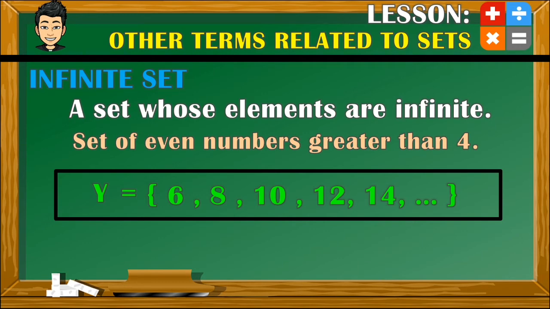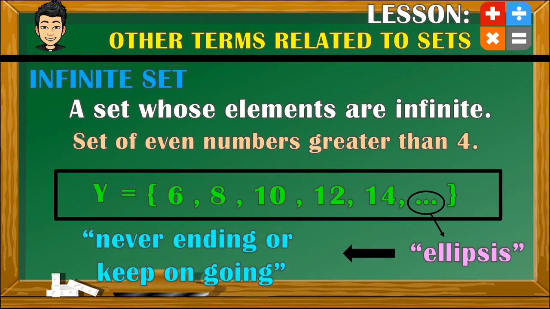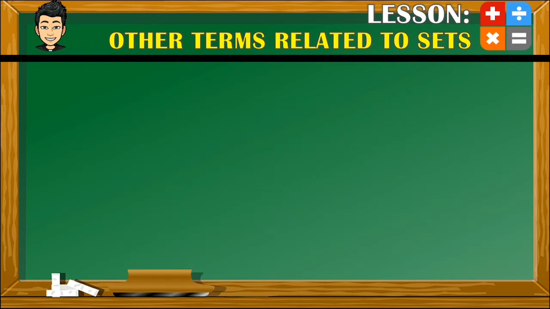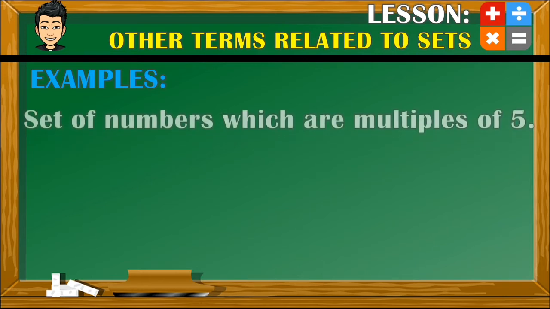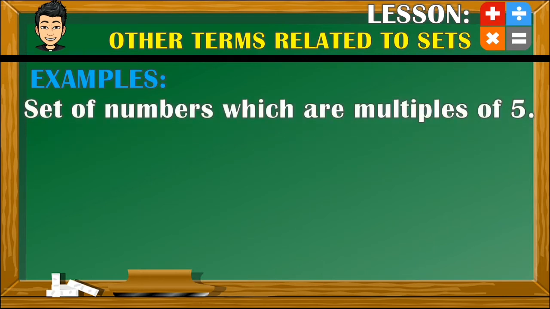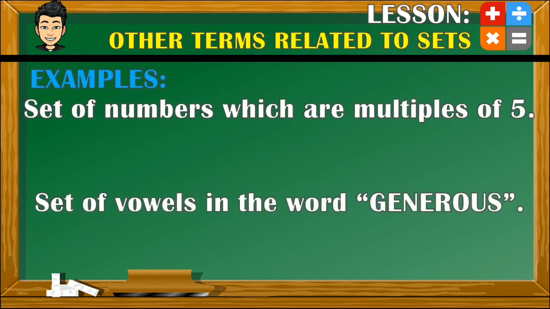In an infinite set, we use 3 dots called ellipses. Putting an ellipsis means that the elements are never ending or they keep on going. Now, let us have these examples. Set of numbers which are multiples of 5 and set of vowels in the word generous. Which among them is a finite set and which is considered an infinite set?